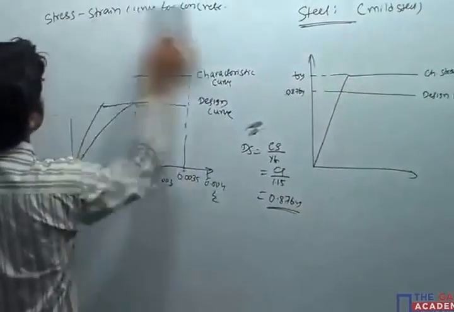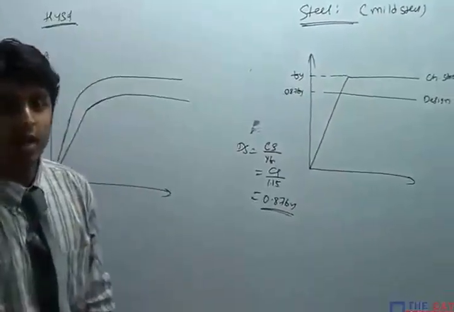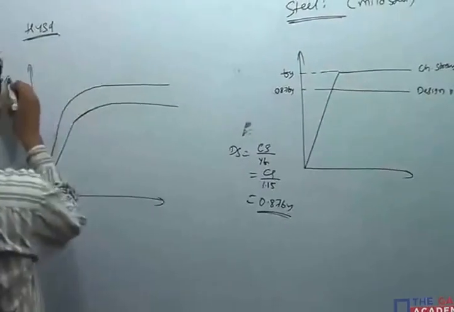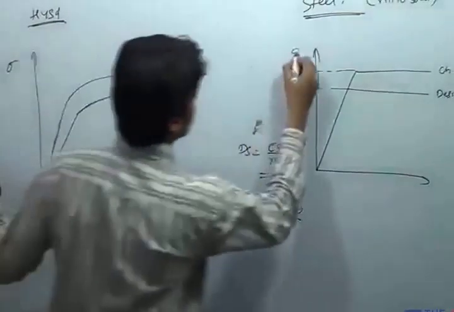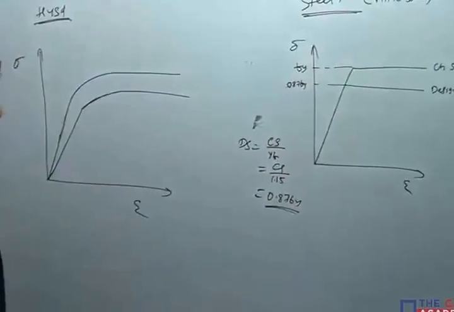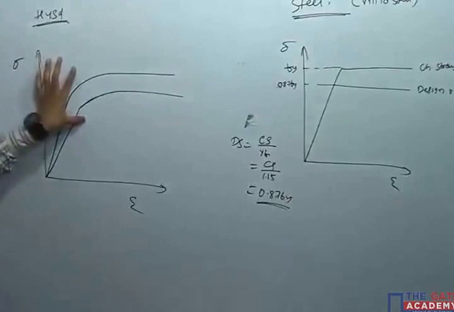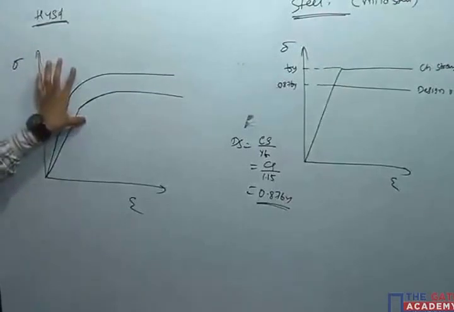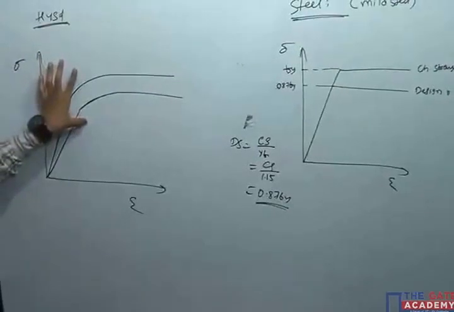Next, the third one. This is the stress strain curve for mild steel, and this is the stress strain curve for HYSD. The HYSD bar does not have a well-defined yield point.